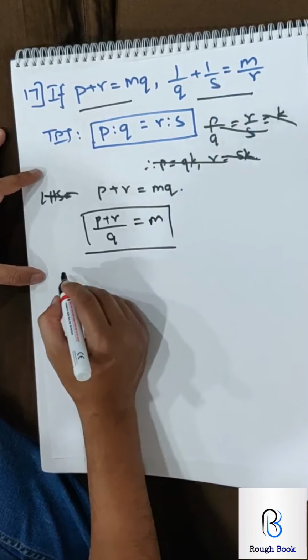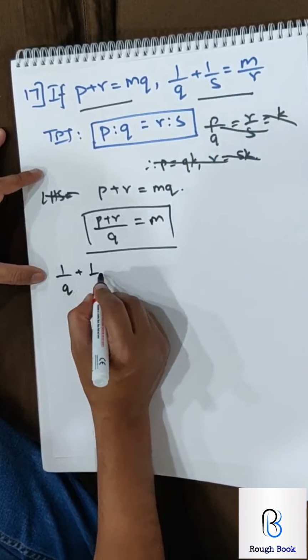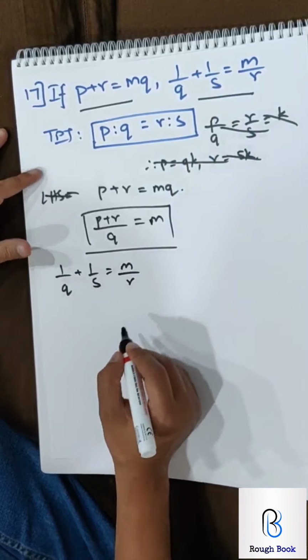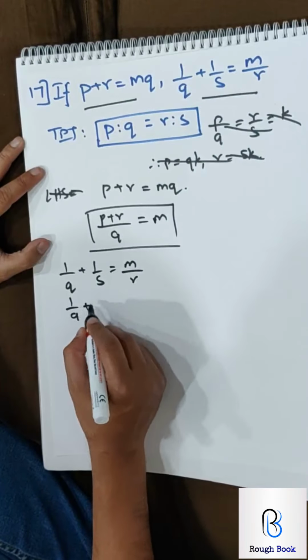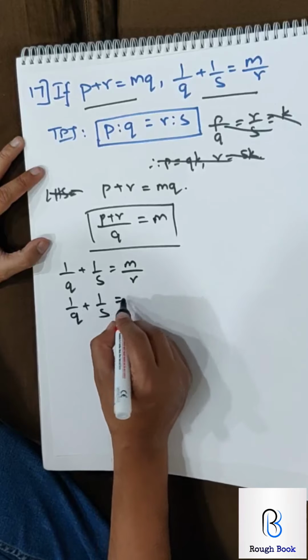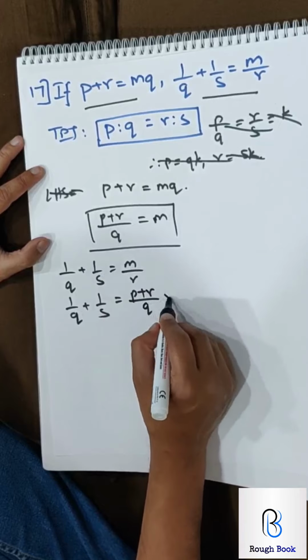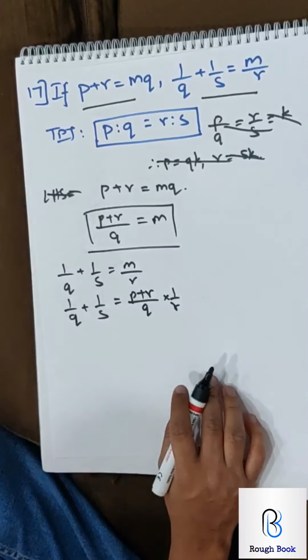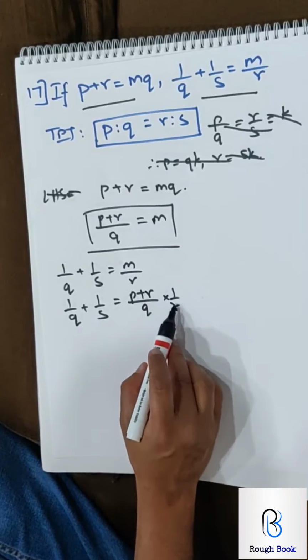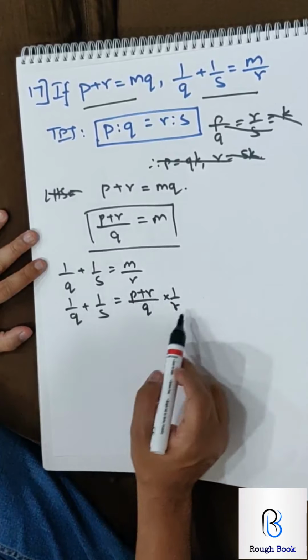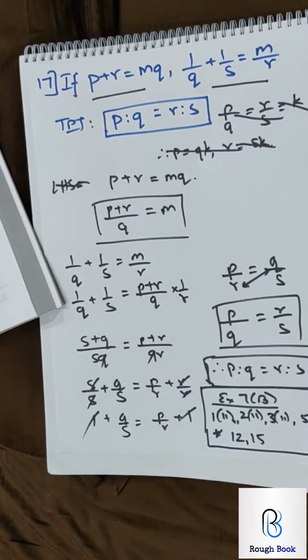Now I take the second part, 1 by Q, 1 by S, M by R. So 1 by Q, 1 by S. For M, I will write this entire thing, that is P plus R upon Q into 1 upon R. This R is from here, into 1 by R. Now we'll have to solve this in such a way that we reach here.